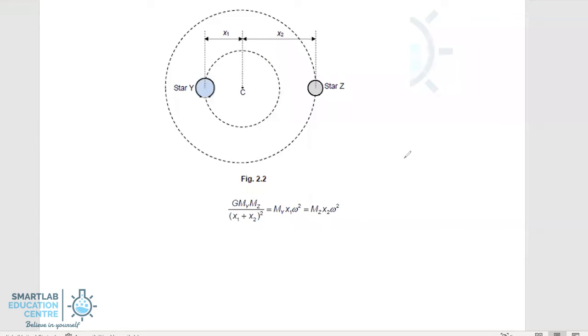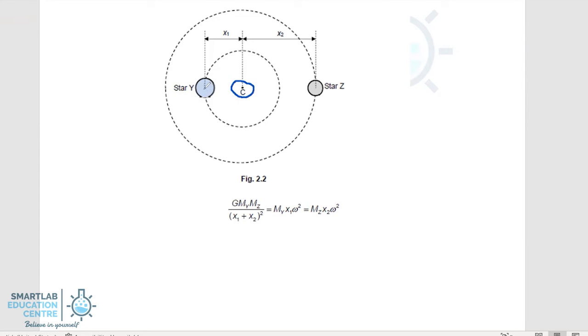Finally, for questions involving binary stars. In binary star questions, you have both massive planets or both massive stars orbiting around a common point known as the common center of mass. So in this case, C is the common point.